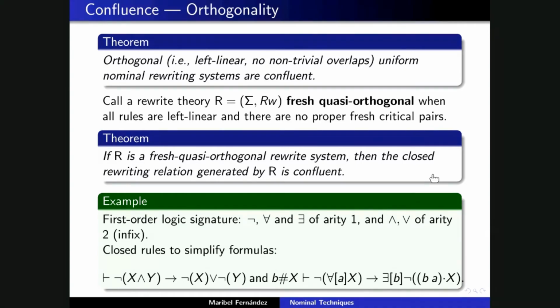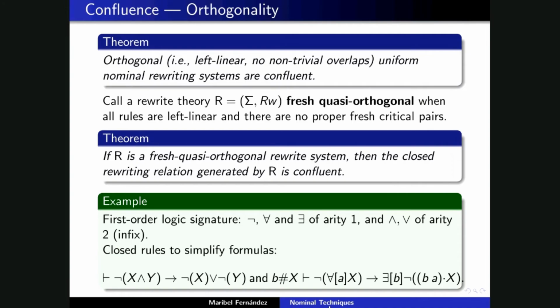So the rules that I gave you in an example at the beginning, where I was telling you how to simplify first order logic formulas to get prenex normal form, you can, for example, check this there, because those rules were closed. So for those rules that were closed, being orthogonal in this way, so left linear and no superpositions computed with fresh versions of the rules, guarantees confluence.